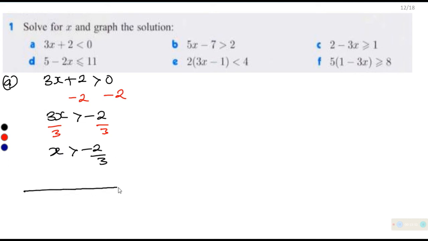And on a number line, this is greater than, let's say minus 2 over 3 is somewhere here. The circle will be open because the inequality is strict, and the arrow will point to the right because it is greater than.